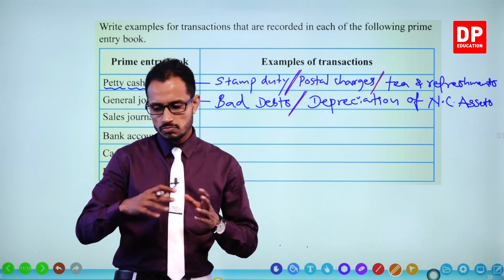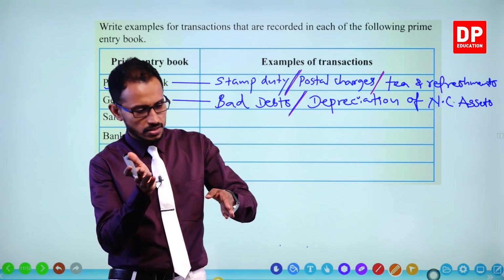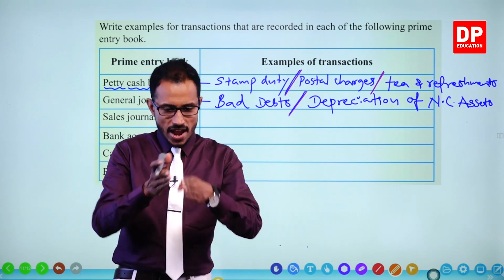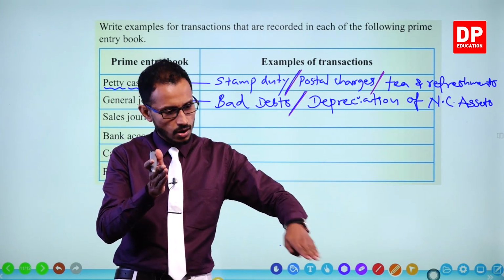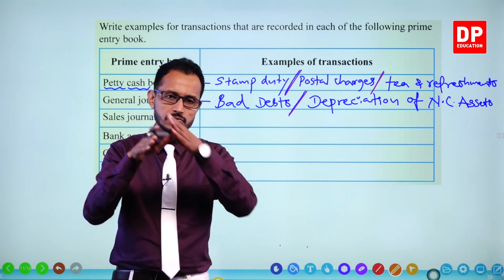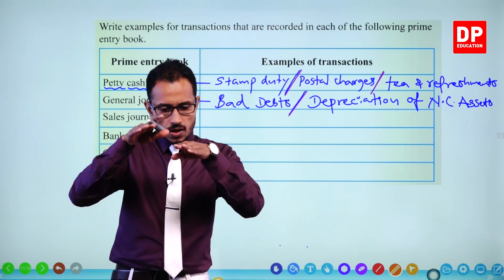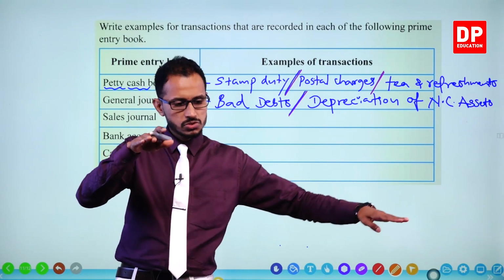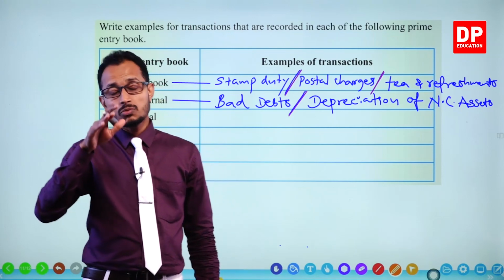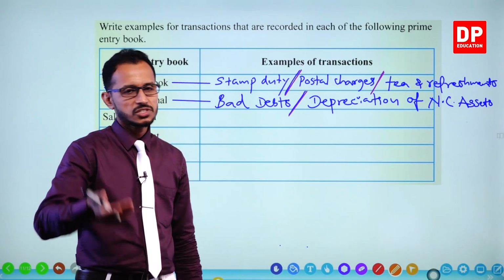they tend to depreciate. The value goes down from the cost of the non-current asset. The value of the asset goes down, reducing of value due to usage.